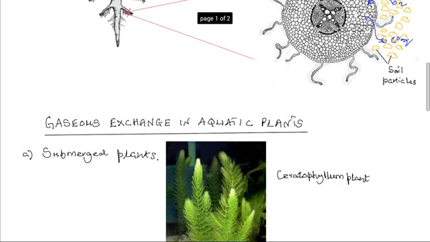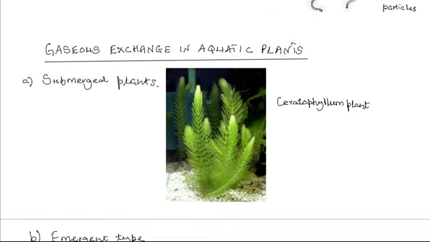However, in aquatic plants, because of the unique environment, gas exchange is slightly different. Among the main types of aquatic plants, there's the submerged plant. These are plants that are rooted at the bottom of the water body, and they never grow out to the surface. Such plants obtain carbon dioxide and oxygen from the water by diffusion through the epidermis. For photosynthesis, they obtain carbon dioxide from the water. For respiration, they also obtain oxygen from the water.